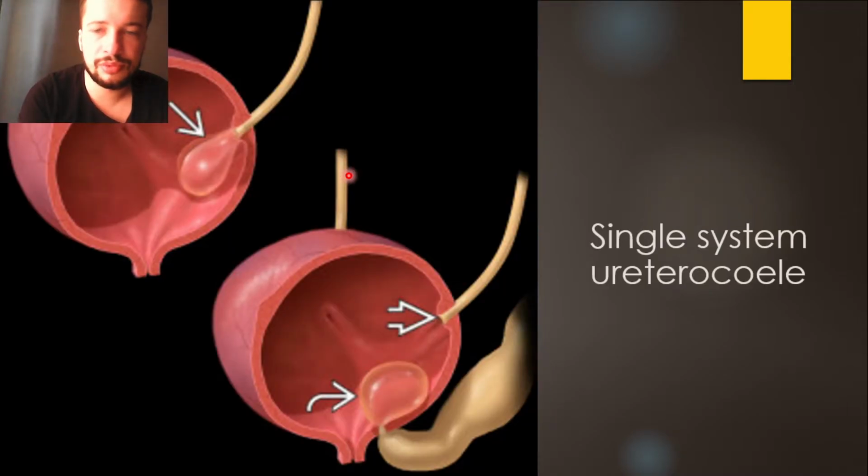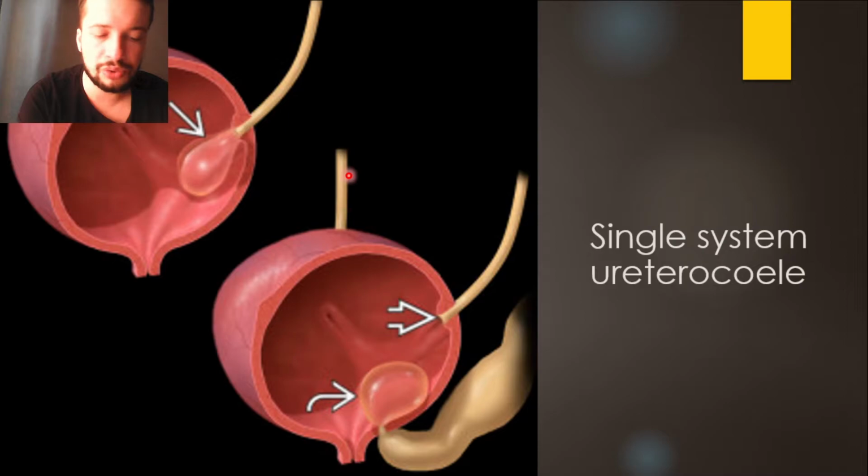Single system ureterocele. Ureterocele represents a cystic dilatation of the terminal ureter into the bladder. The most adopted classification distinguishes the ureterocele into two types, orthotopic and ectopic.